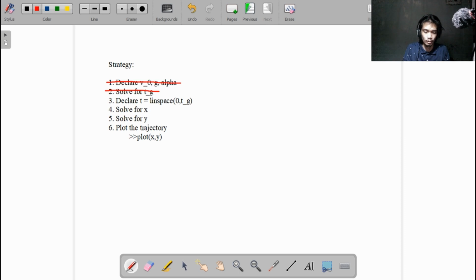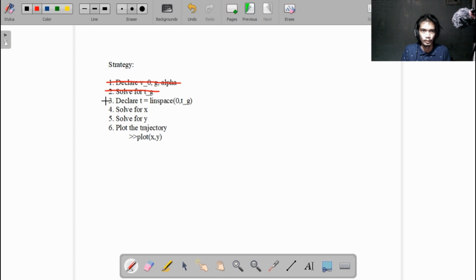Pwede yan apparently. No? Hindi ko to isusuppress para makita nyo. As you can see, it creates 100 entries from 0 to your final answer. And that is now going to be used in solving for x and y. So not only it will solve for 1.7365, it will also solve for all of the entries within T. Okay, I hope I make sense.